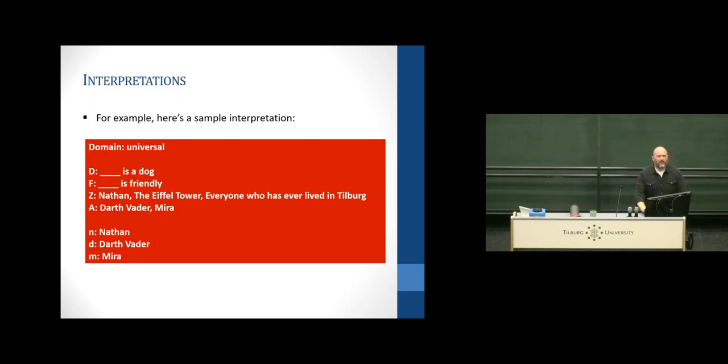And then I've got some names here. I've got a name for me, a name for Vader, and a name for Mira. Again, note, it looks a lot like a symbolization key. But the difference here is that what we're doing with these is we're specifying an extension. Specifying which things in the domain do or do not satisfy the predicate.